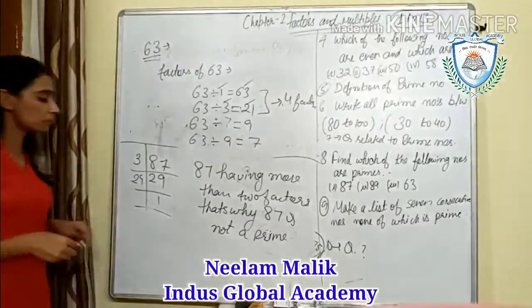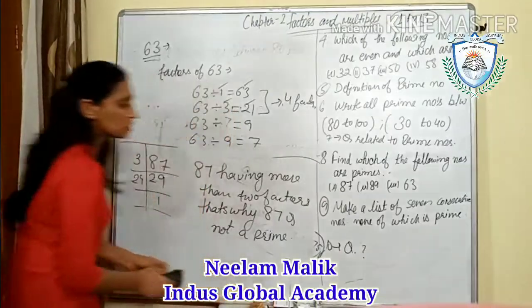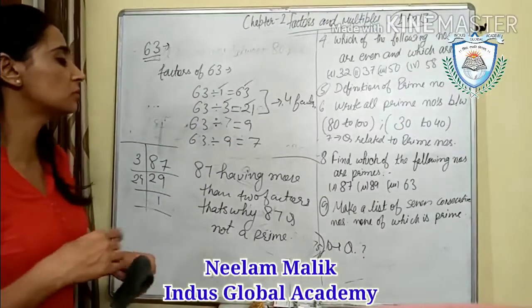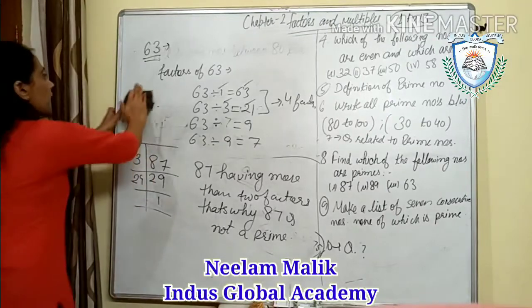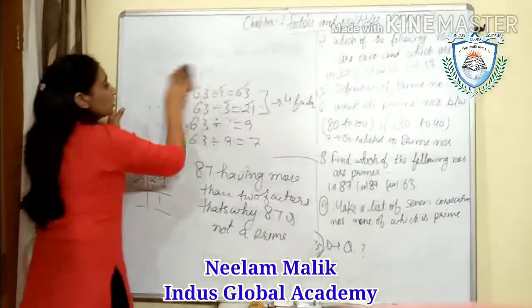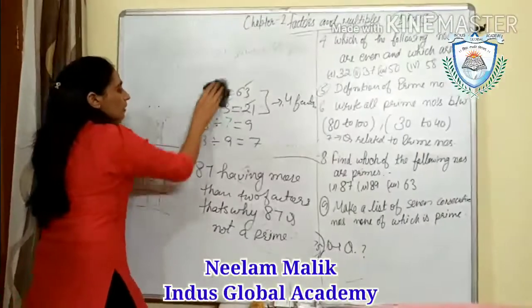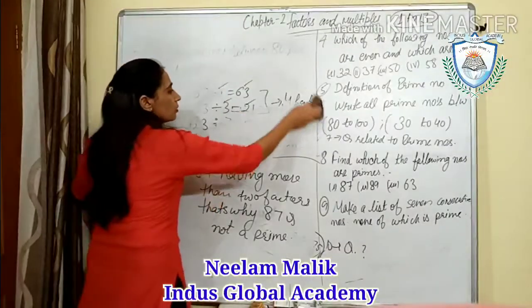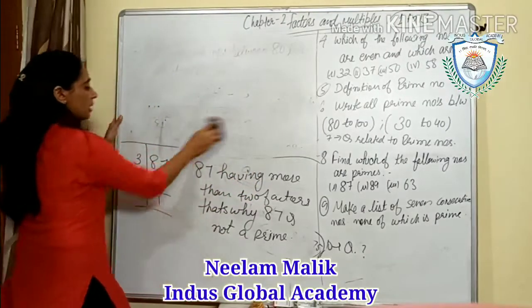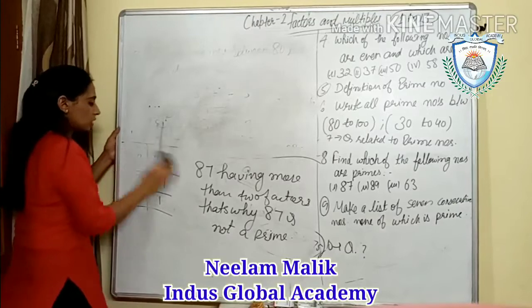Now the question number 9. What we have to do in question number 9? Make a list of these 7 consecutive numbers, none of which is prime. Consecutive numbers means लगातार numbers आने चाहिए आपको. And they are saying none is prime, means उनमें से कोई भी नंबर prime नहीं होना चाहिए.